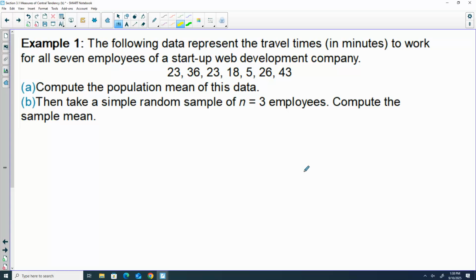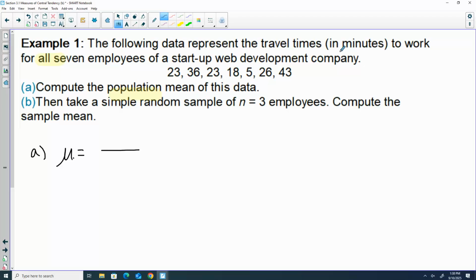The following data represent the travel times in minutes to work for all 7 employees of a startup web development company. Compute the population mean. It's a population because it's all employees. What variable do I use for population? Mu. Okay, how do I find the mean? Add up all these values. Grab a calculator if you don't have one.